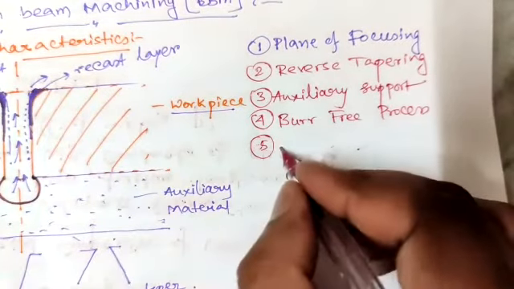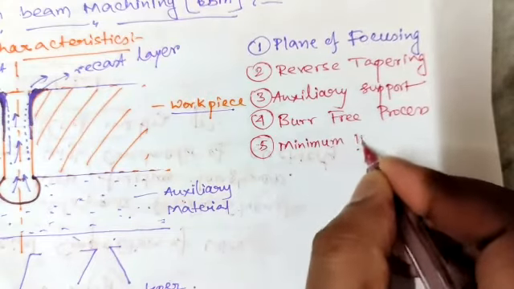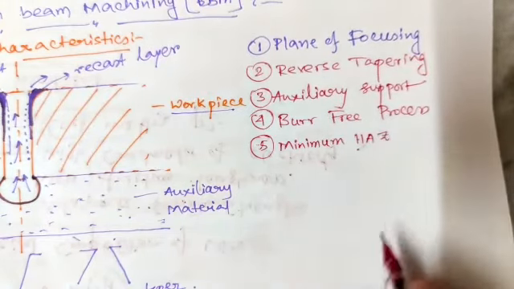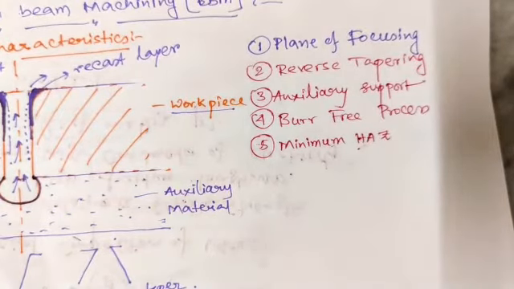Number 5: very minimum heat affected zone, because you know very well that due to the heat affected zone, the material property may get altered. So our intention is to check whether the heat affected zone is less or not. Otherwise, that machining process will not be suitable at all.